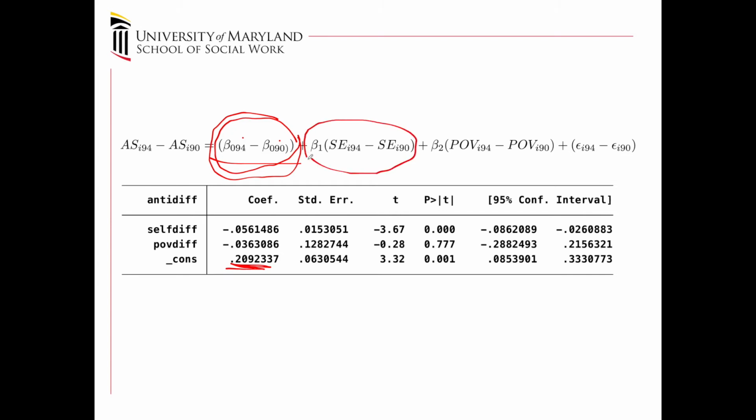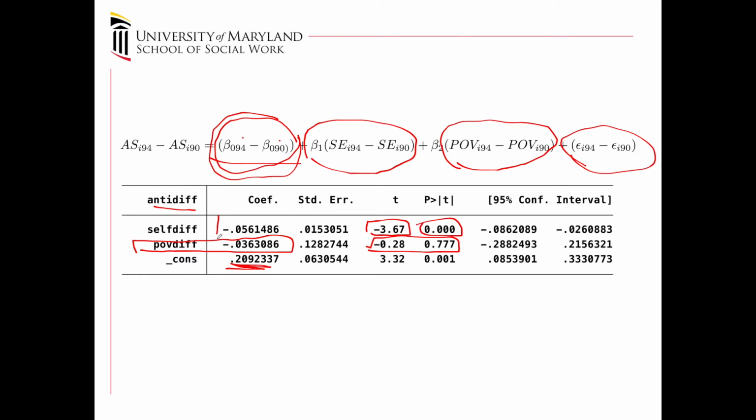Here is the effect for the difference in self-esteem. Here's the effect for the difference in poverty, and here's our error term difference, right? So now what we see is that changes in poverty don't affect antisocial behavior, notice it's not statistically significant and it's much lower, but changes in self-esteem do.